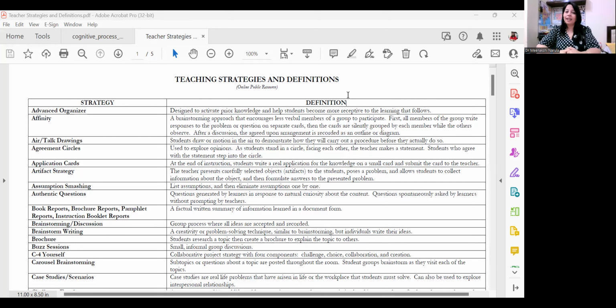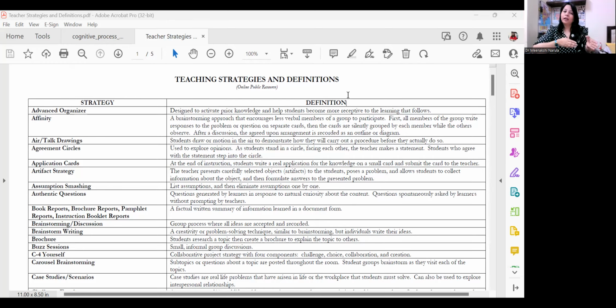The next one is a brochure. For that, students research a topic, then create a brochure to explain the topic to others. The same can be done. See, when we go out somewhere on the roadside, people keep standing and sharing with other salespersons. They talk about the brochures, all the information is there. Maybe it can be related to anything.